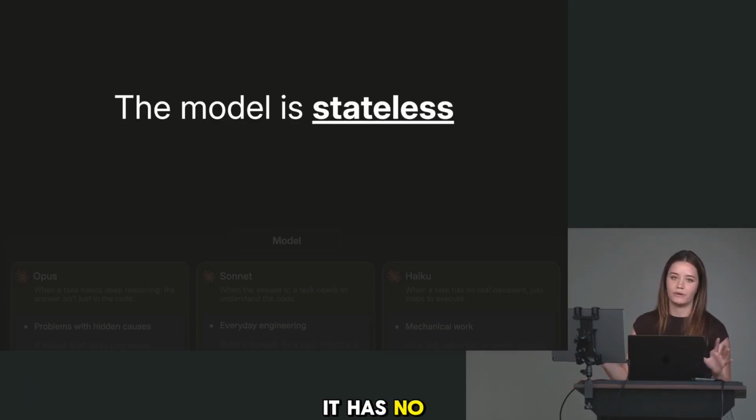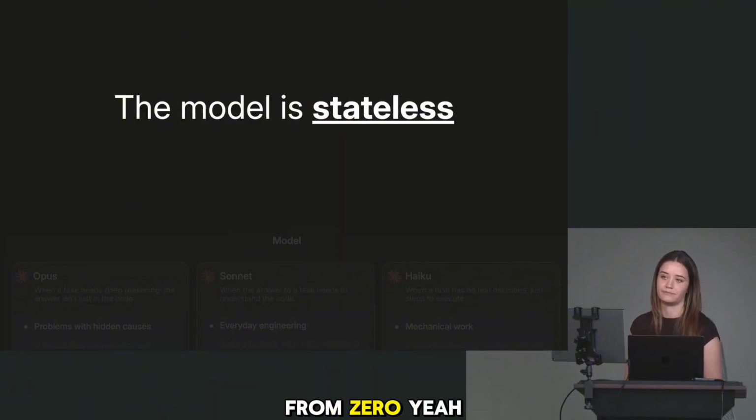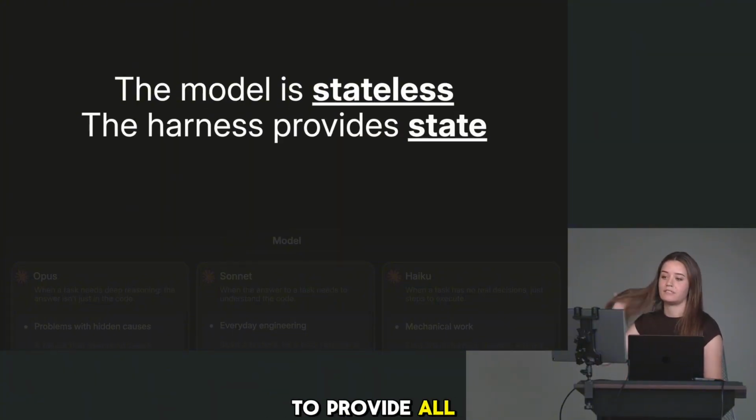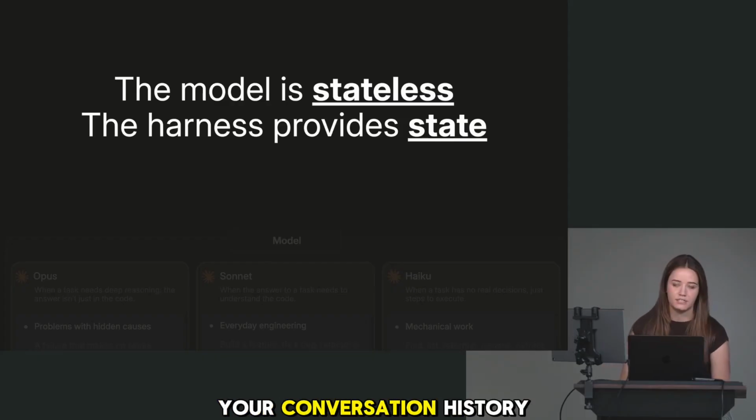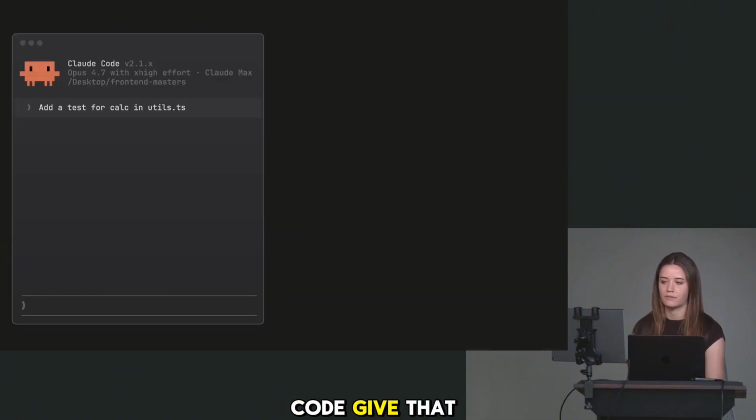It has no in-session memory, no memory between the calls. Every time we call the model, it essentially starts from zero. So it's up to the harness to provide all the state. So everything, your files, your conversation history, your entire setup, your environment, that's all Cloud Code. But how does Cloud Code give that?